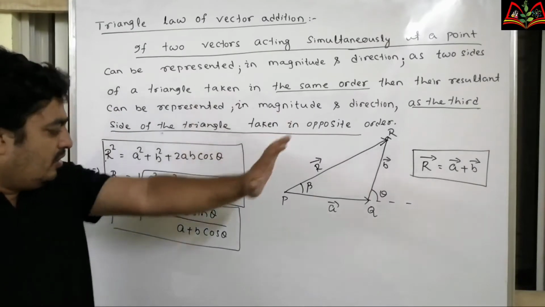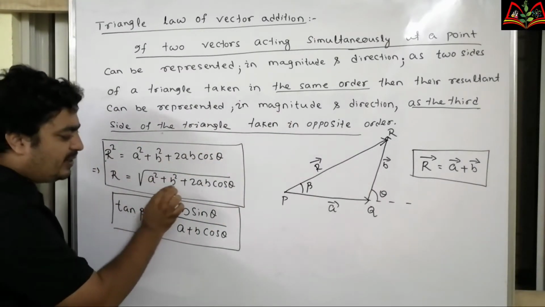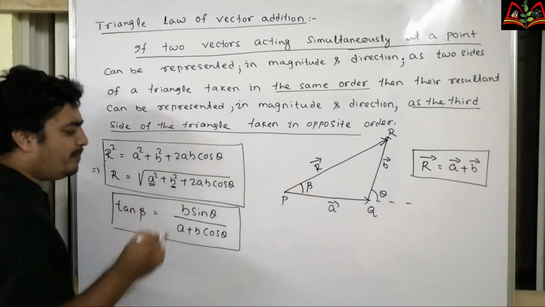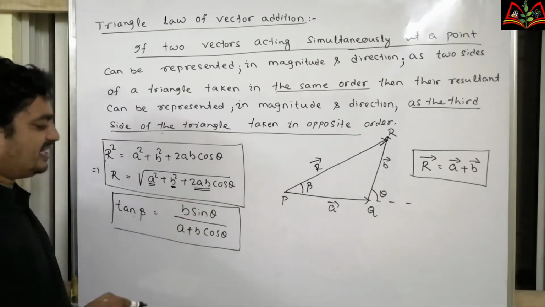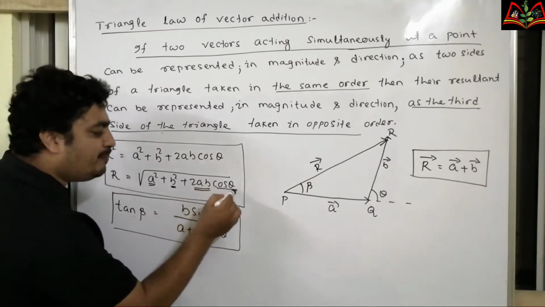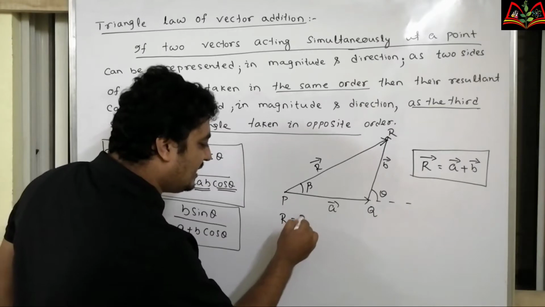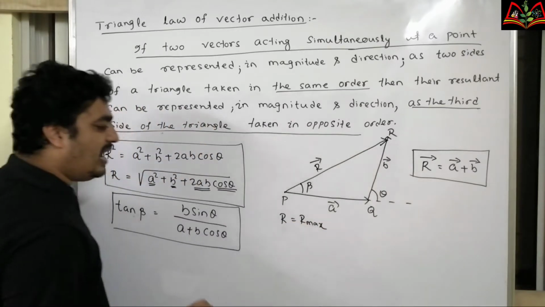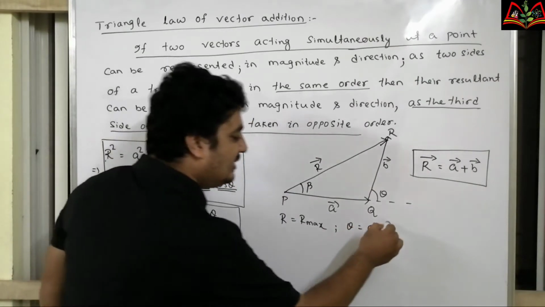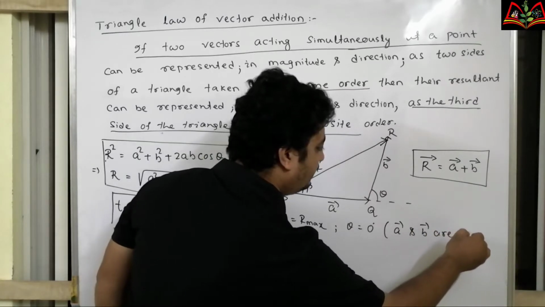Now let us consider something. R equals the square root of A square plus B square plus 2AB cos theta. If the magnitudes of the vectors remain fixed, if the magnitude is constant, then R depends upon theta. So the maximum value of R is obtained when theta equals 0 degrees. That means A and B are parallel.